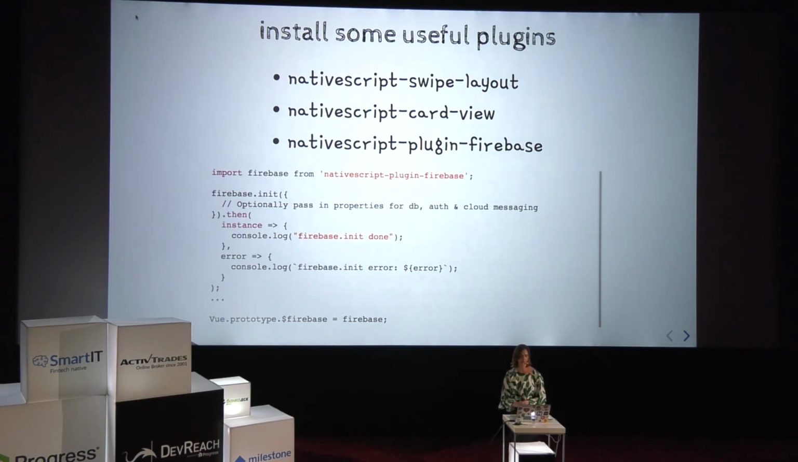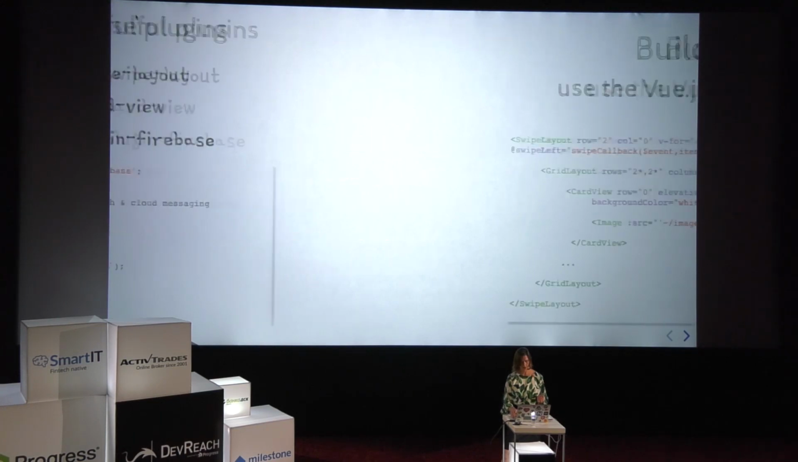And then here are the three plugins I was mentioning earlier. These are the useful plugins. There's NativeScript Swipe Layout for swiping. Inside the swipe layout, there's Card View. And then there's this monster Firebase plugin that Eddie is working on kind of nonstop, right? It's kind of a beast, but it's so incredibly useful, and I use it all the time. So when you need to use Firebase, you're basically going to import it from the plugin, and then you initialize Firebase. You're allowed to have some other options that you can pass in, but this is the basic way of just firing up your app and then initializing Firebase.